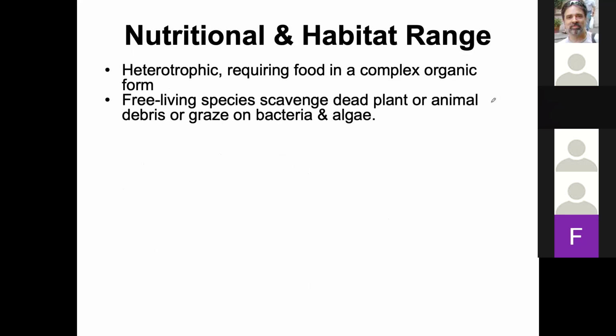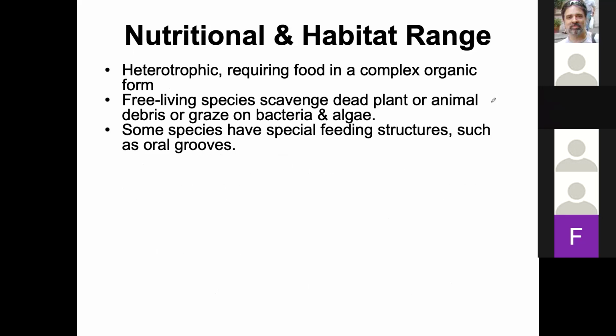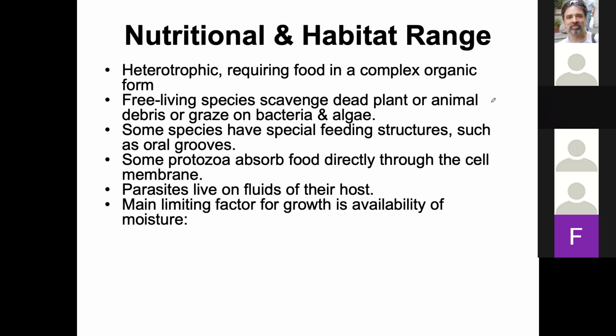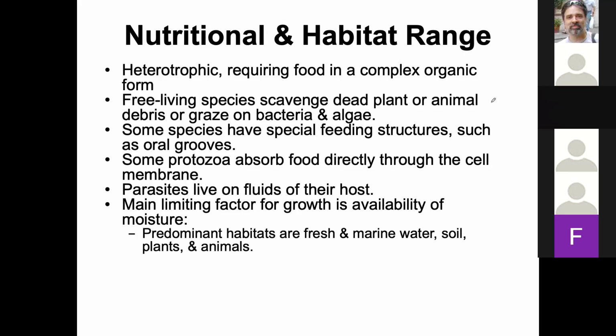Most protozoa are heterotrophic and they need food in an organic form. Many are free-living species that scavenge dead plant or animal material and graze on bacteria and algae. And some have structures like oral grooves that they use to get material inside the cell. Some protozoa absorb food through the cell membrane, and amoebas use phagocytosis. Parasites live off fluids that are in the host.